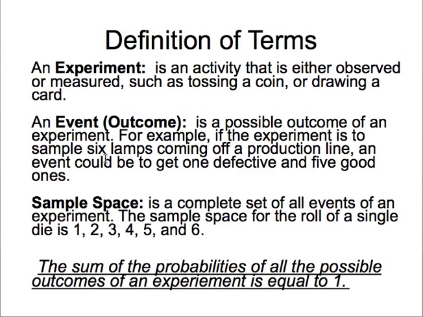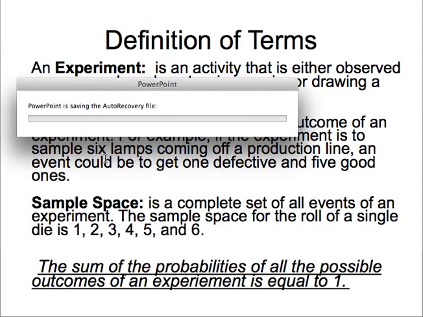Then we're going to look at an event or an outcome. This is a possible outcome of an experiment. For example, if the experiment is to sample 6 lamps coming off a production line, an event could be to get 1 defective lamp. Another event could be to get 5 good ones. So the experiment is selecting 6 lamps, and therefore the event or the outcome is getting 1 defective lamp and 5 good lamps.